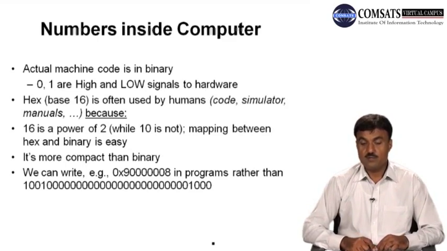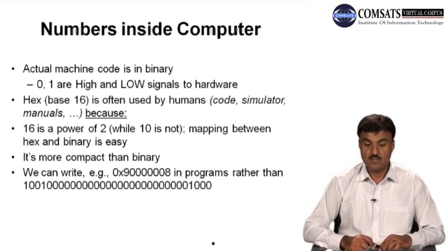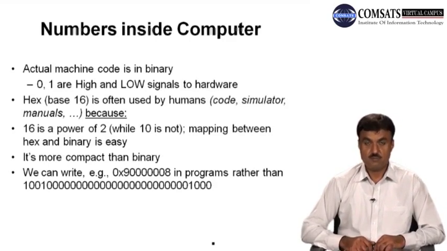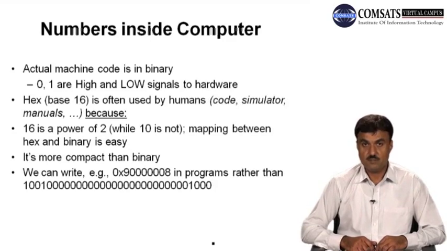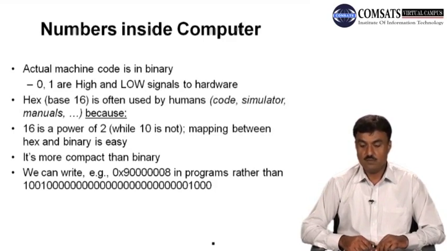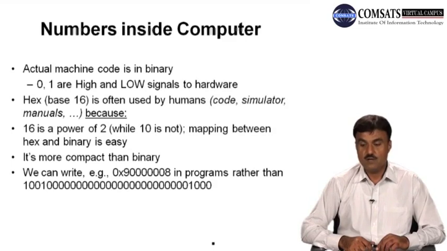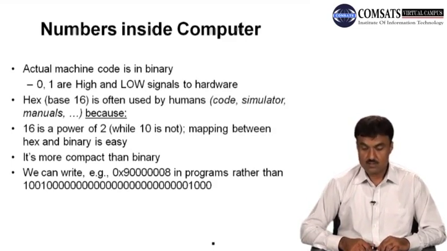These two are most widely used because they have a common power, like 16 is a power of 2 while 10 is not. So mapping between hexadecimal and binary is relatively quite easy compared to decimal. So we use these two number systems to represent programs or any data inside the computer. We as humans use the hexadecimal number system because it is more compact than binary. For example, we can write 0x9000008 in programs rather than all these different ones and zeros.